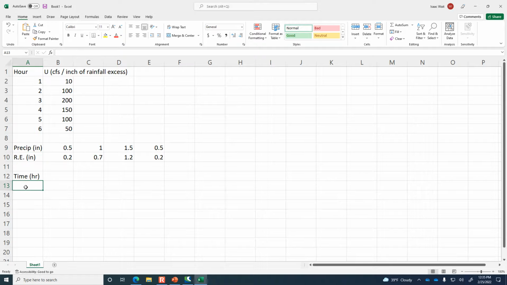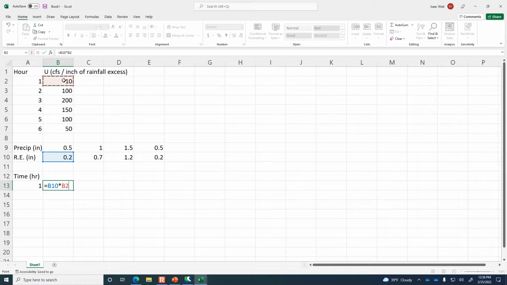All right. So during the first hour, it's just this rainfall excess that applies. And so the flow rate that we see is this amount times that. So 2 CFS. And I guess I should have here Q in terms of CFS.